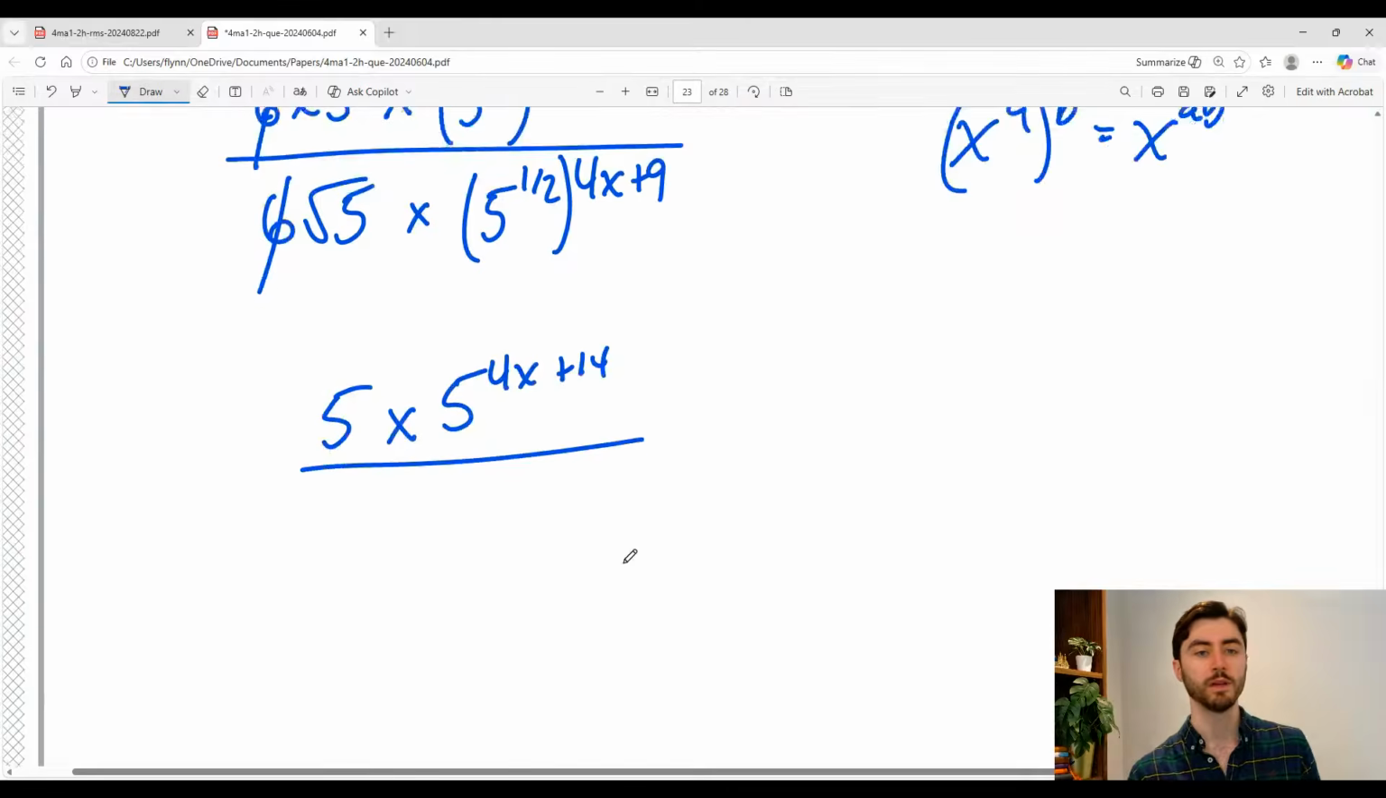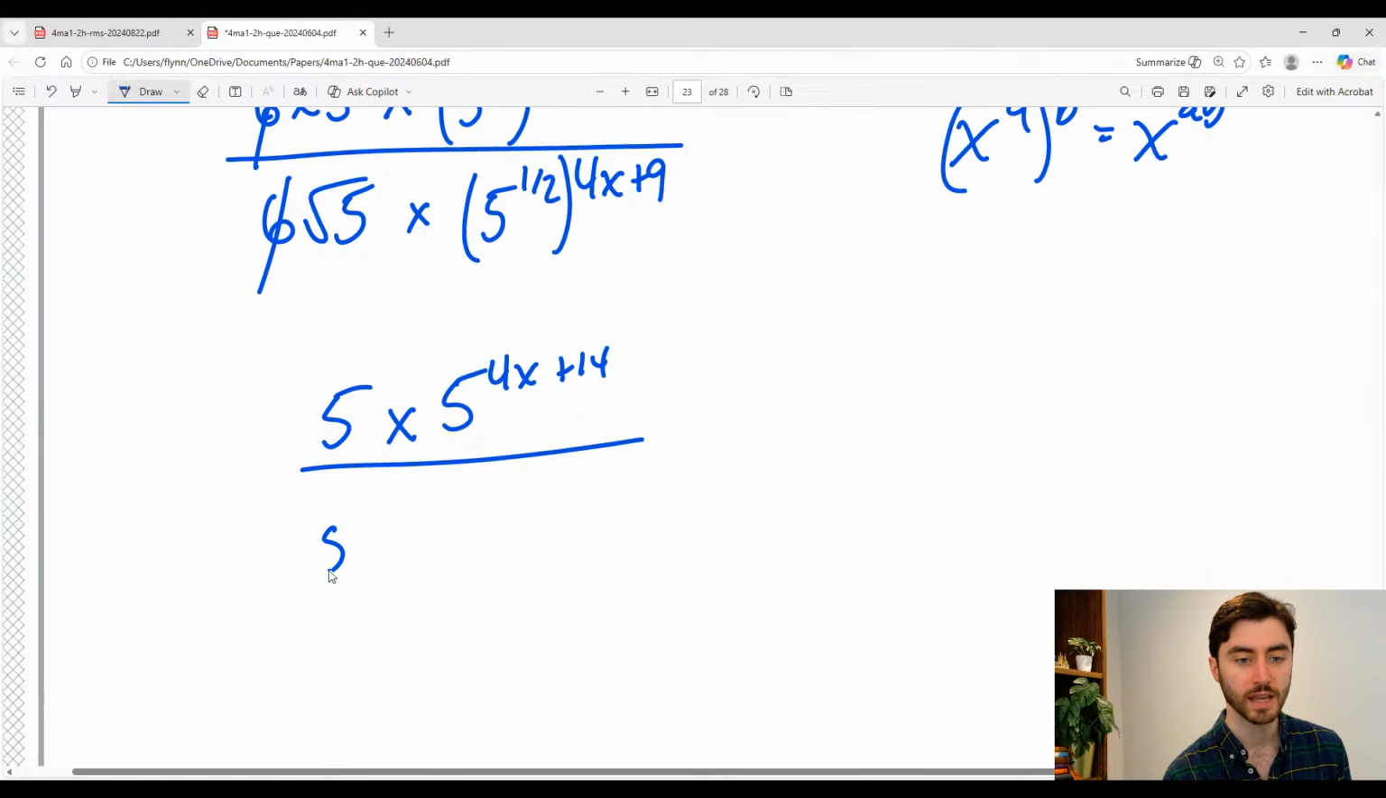And on the bottom, we have root 5 is again 5 to the half. And then that becomes 5, multiplying the half in. Half times 4x is 2x. Half times 9 is plus 9 over 2.